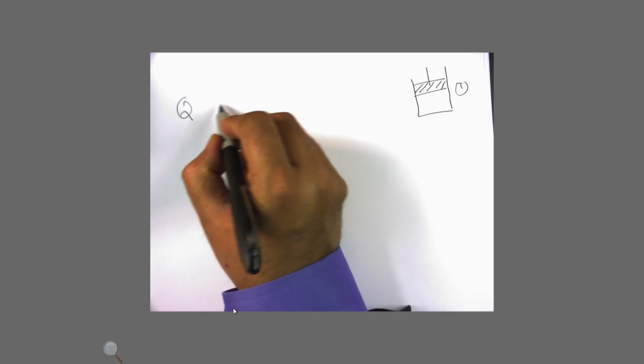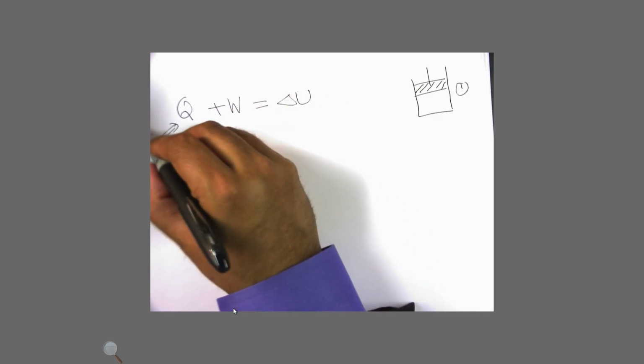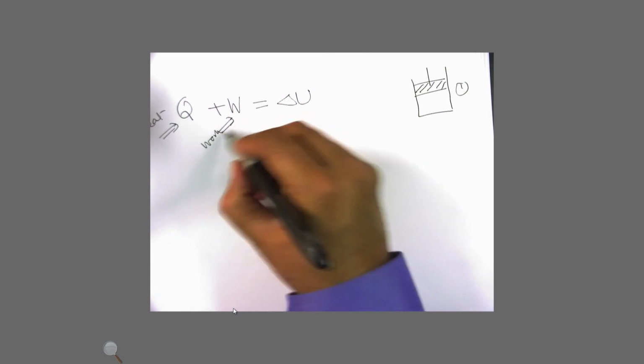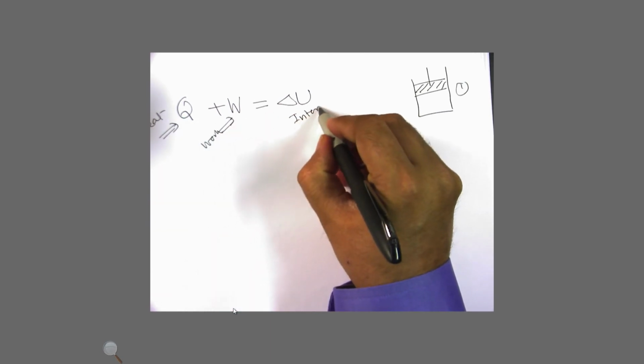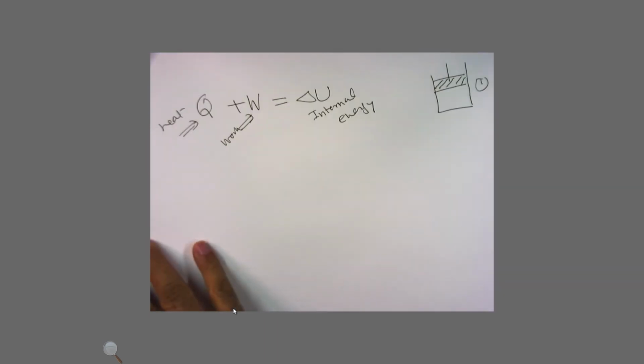Okay. Right. So, now what we are going to do is write the equation which is Q plus W is equal to delta U, and we understand this is the heat supplied, and this is the work, and this is internal energy. All right, you have that.